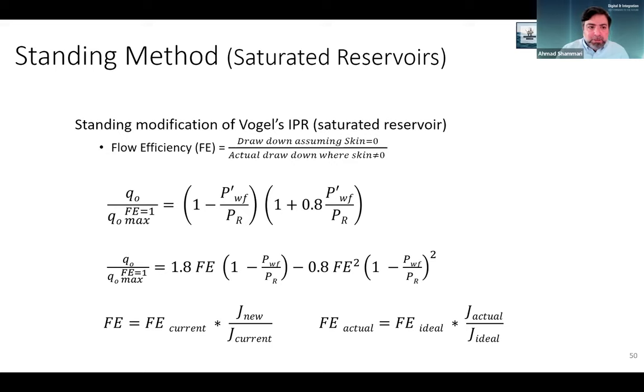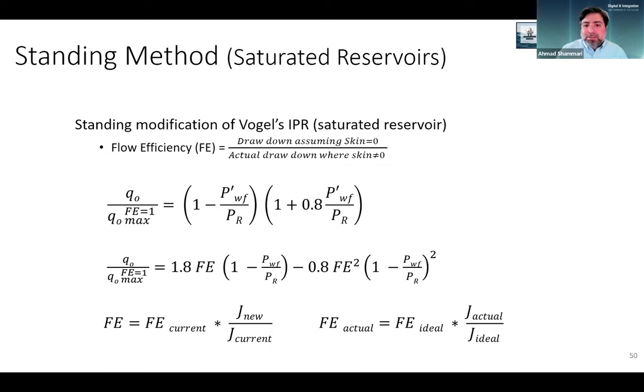So quickly, what is Standing IPR? The Standing method is nothing but a modification of Vogel IPR, okay? And it basically works whether it's a saturated or undersaturated reservoir. But for the saturated reservoir, in which the bubble point pressure is higher than the reservoir pressure, the whole curve has no straight line.